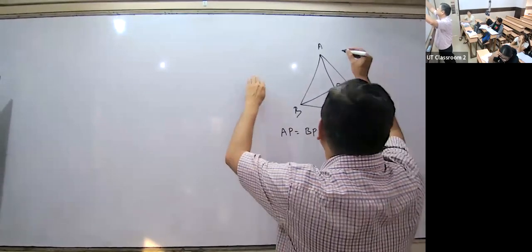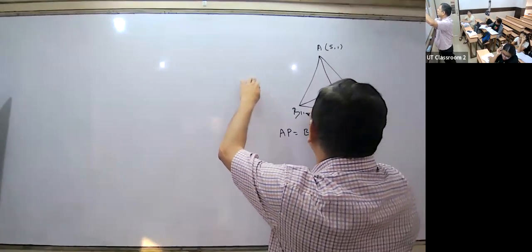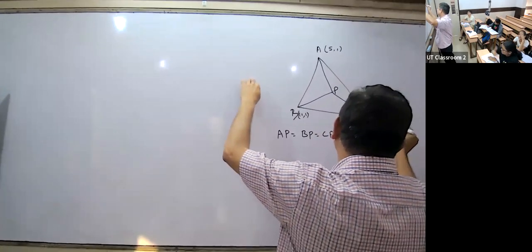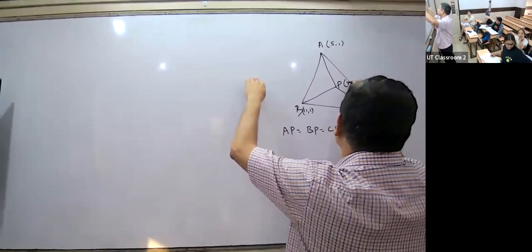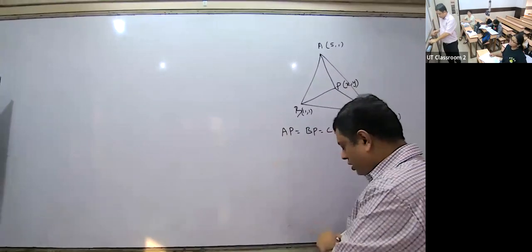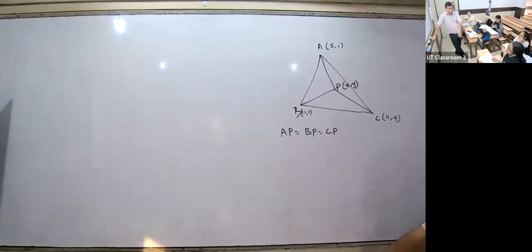A is (5, 1), B is (11, 1), C is (11, 9). I can take this as coordinate x, y. Now, look here carefully. What we need to find out? What you have to find out in this figure?